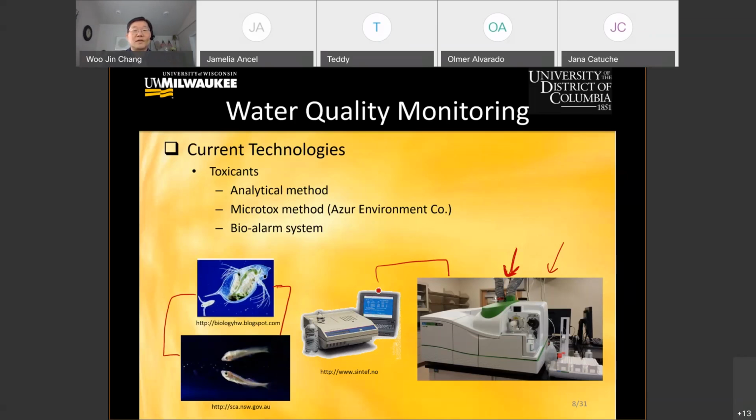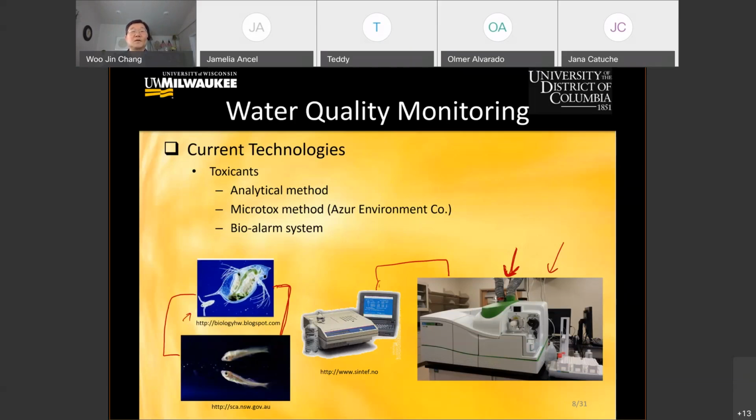So this one always gets you the result after a certain period of time. So it is not immediate. Some people developed some biological system to test the quality of water, especially in natural water. They put some small fish or small animals inside the water and then monitor their movement.